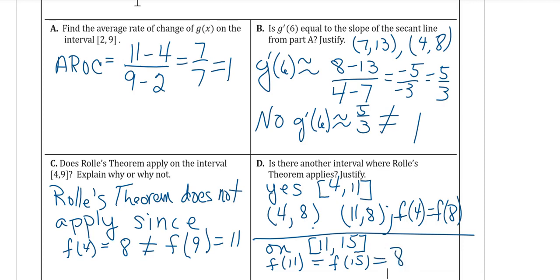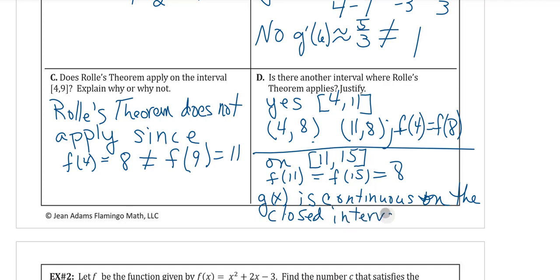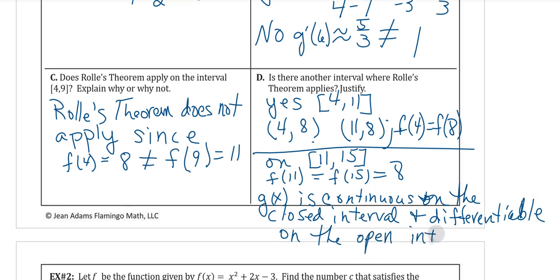And you also want to say that g of x is continuous on the closed interval and differentiable on the open interval. Remember, this is an existence theorem, so we have to make sure that the conditions are met. And I'm going to stop here and continue in the next video.